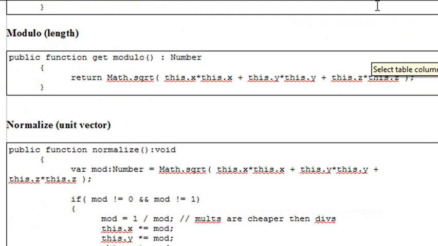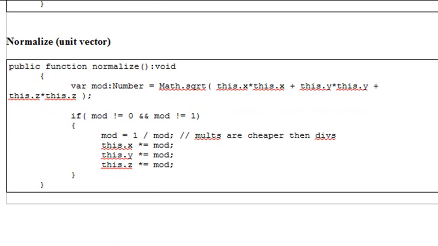We looked at modulo, which is actually the length, and that's what's called the metric. You take the components x, y, and z, square them, add them together, and take the square root. Then we looked at the normal, and basically what the normal does is take that modulo, that length, and divide it into each component of your vector, and it gives you what's called a unit vector.